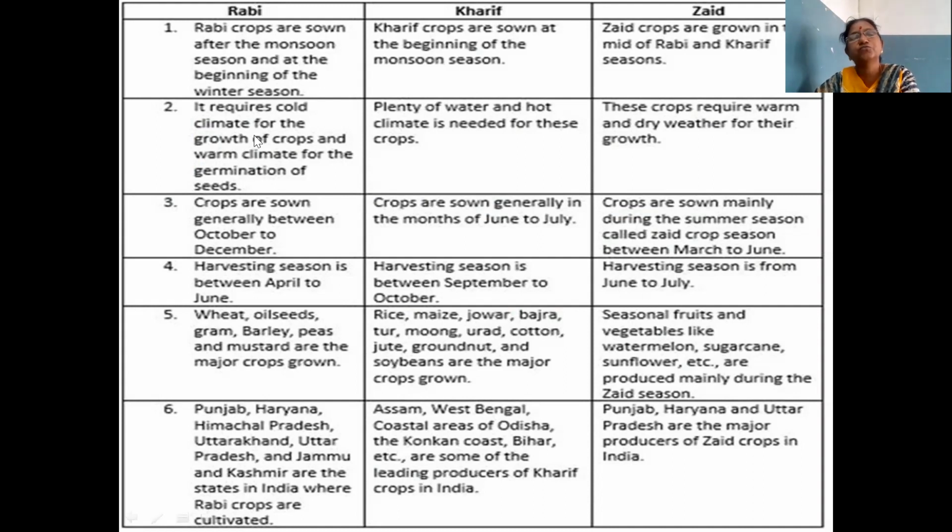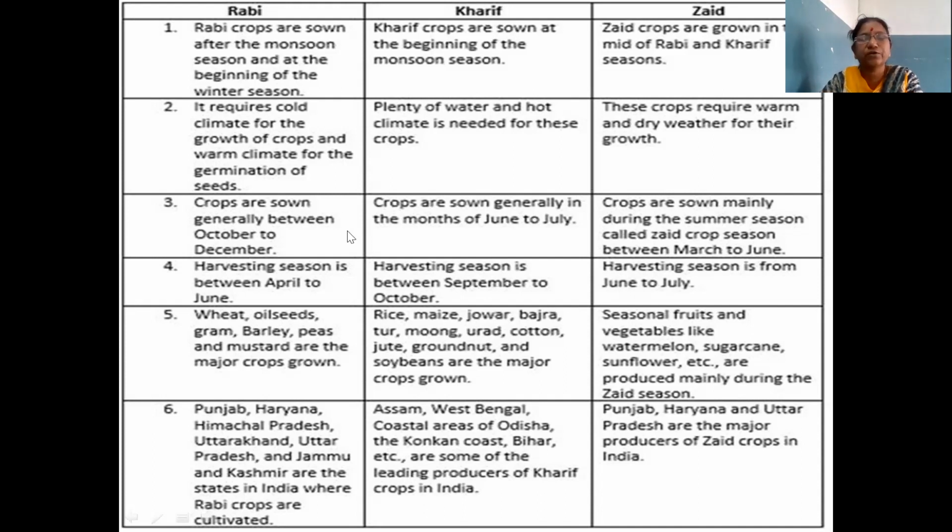So Rabi requires a cold climate for the growth of crops and a warm climate for germination of seeds. The seeds should germinate and they need a warm climate. And here in the Kharif, we see that plenty of water and a hot and humid climate is required. Here in the Zaid, the weather should be dry and this should support the growth of the crops. It doesn't need any amount of rainfall, or only a very scarce amount of rainfall.